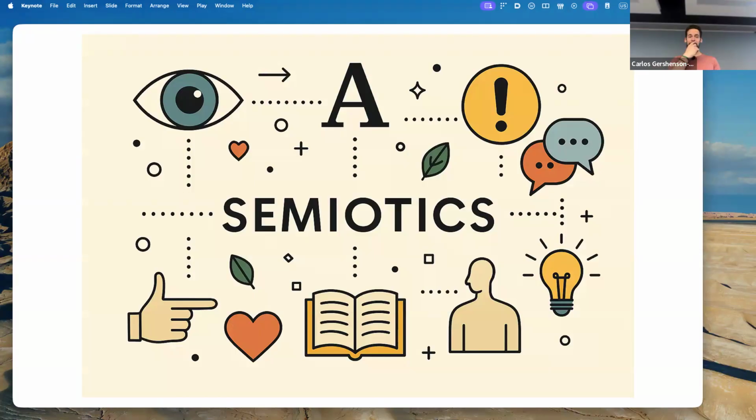And that's precisely semiotics, which basically studies the relationship between symbols and meaning. And again, we can ignore meaning for telecommunications, but not for AI.